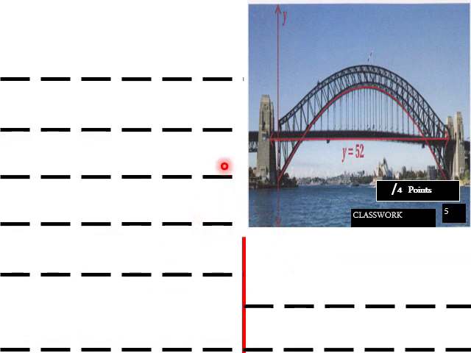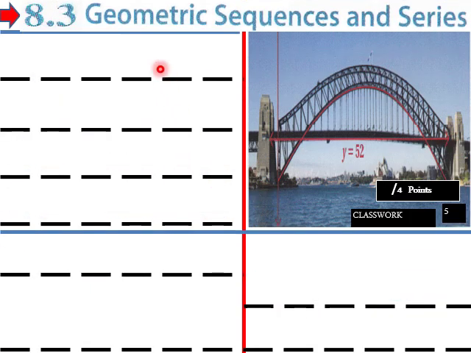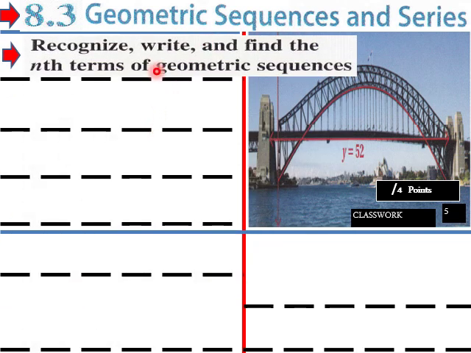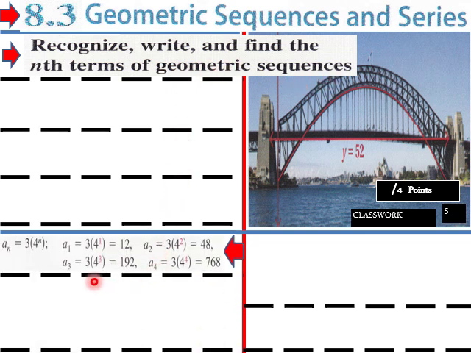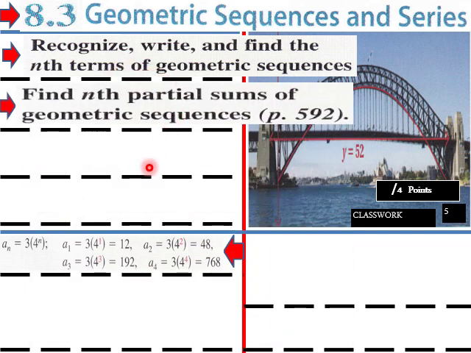Okay, onward into our next section here, section 8.3, geometric sequences and series. Recognize, write, and find the nth terms of geometric sequences. So for that, here's an example here. Remember, a_n equals 3 times 4 to the n. That'd be an example. And then you plug in your values and you come up with your final result for the nth term of a geometric sequence.